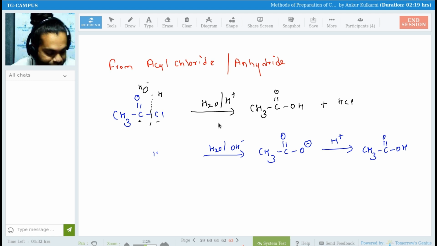Come on, write this down. This is your acyl chloride. Come on, write it down, Prashanti. I hope I am clear, Prashanti. See, organic chemistry you have to write and practice. There is no other option. You have to write.